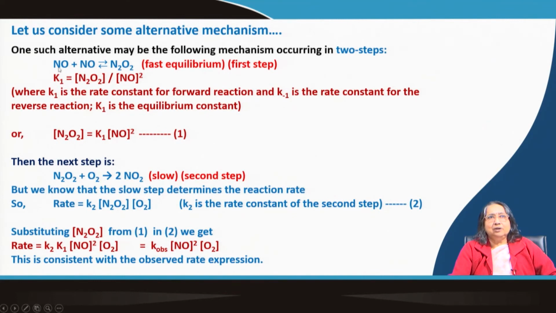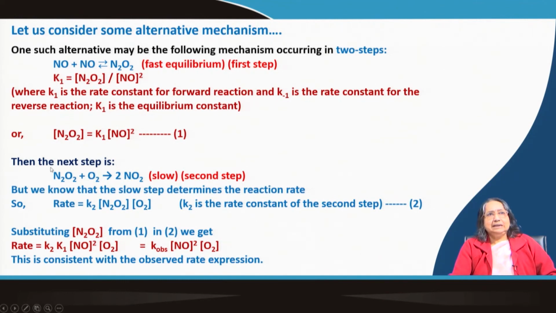So, K1 is the equilibrium constant for this step, and it is nothing but N2O2 concentration by NO concentration to the power 2, okay, where K1 is the rate constant for the forward reaction and K minus 1 is the rate constant for the reverse reaction. Here it is not written, but you can think of K1 as the equilibrium constant, okay. Basically it is K1 by K minus 1, so I have not written that, okay. Now we can just rearrange it. N2O2 concentration is nothing but K1 into NO concentration to the power 2, okay.